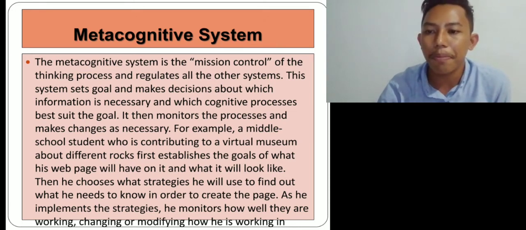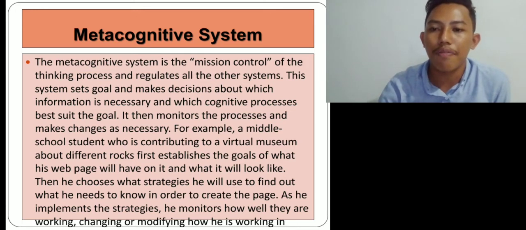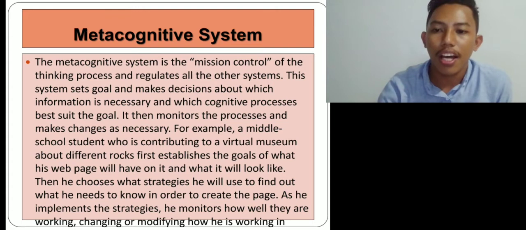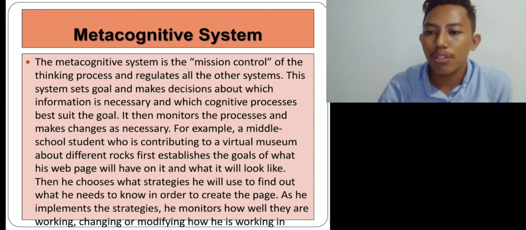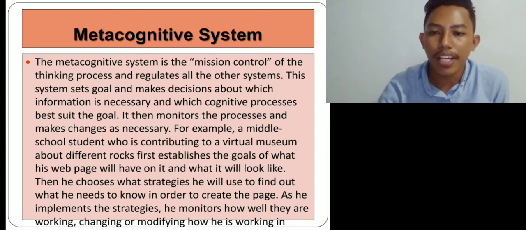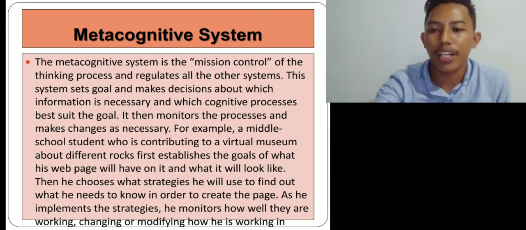For example, a middle school student who is contributing to a virtual museum about different rocks first establishes the goal of what his web page will have on it and what it will look like. Then he chooses what strategies he will use to find out what he needs to know in order to create the page. As he implements the strategies, he monitors how well they are working, changing or modifying how he is working in order to complete the task successfully.